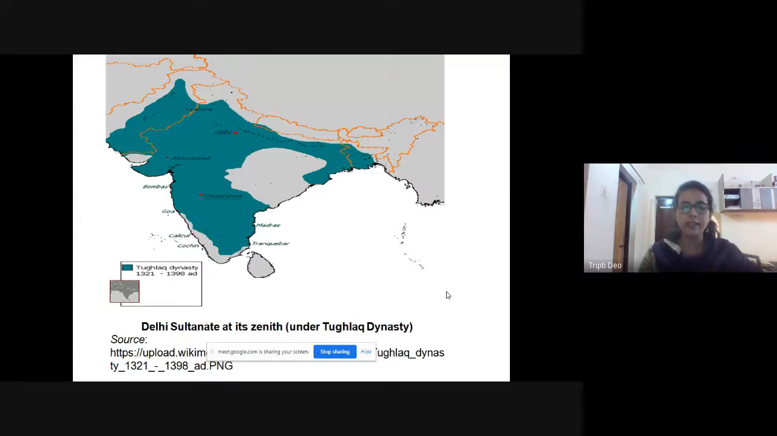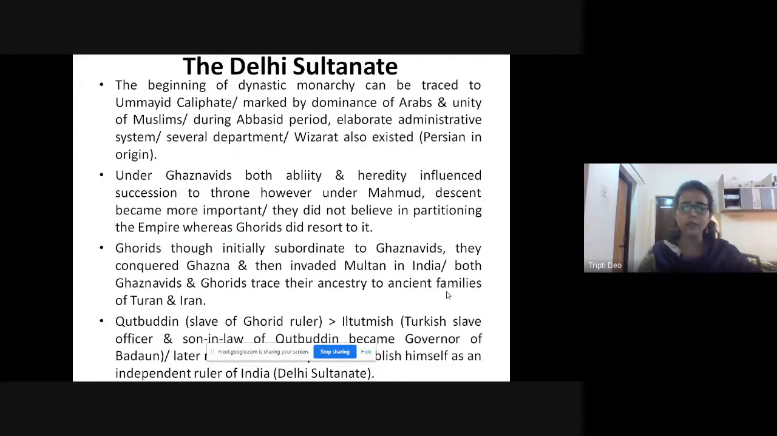Yes, going back to the map, you can see that the Tughlaq dynasty had almost covered, established rule in the entire subcontinent. Now, when you also look at the Delhi Sultanate, just four points I would like to give in the background. The first point on my slide is the beginning of dynastic monarchy, that means the Delhi Sultanate was seen as the beginning of dynastic monarchy.